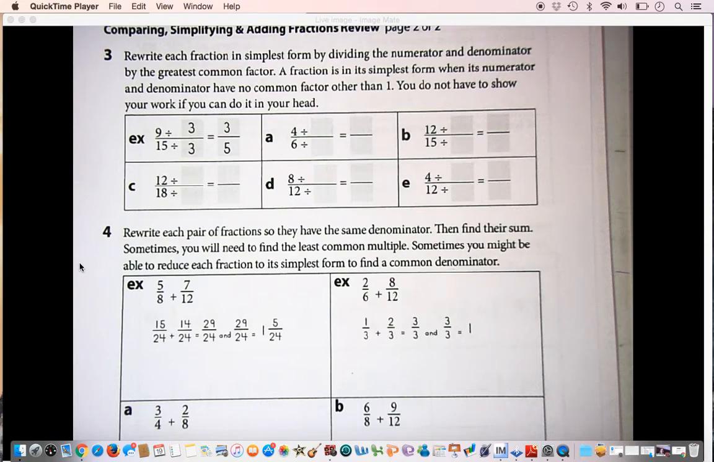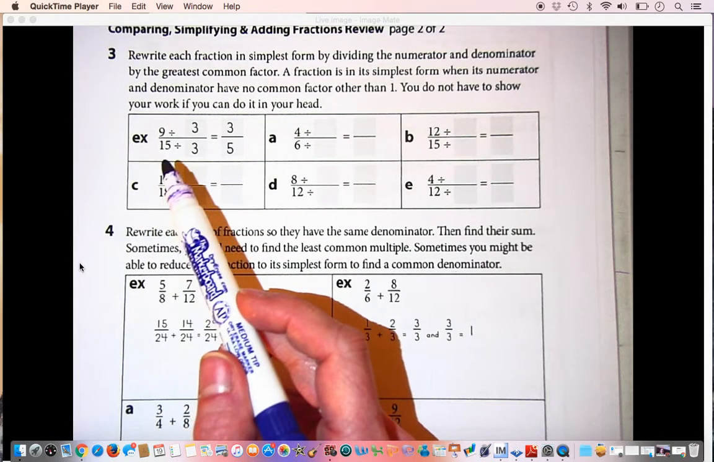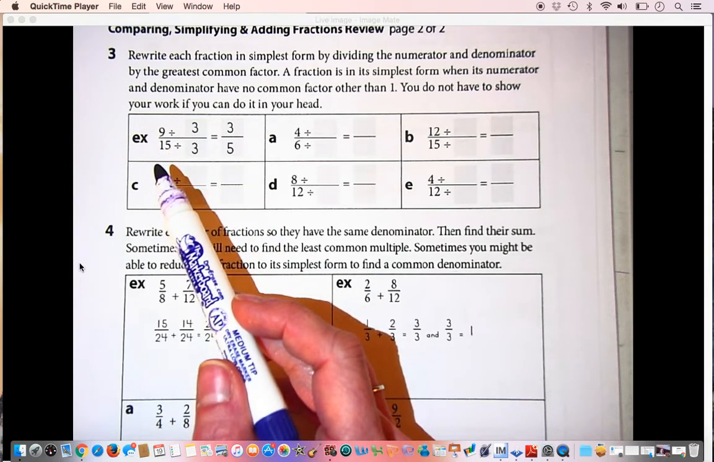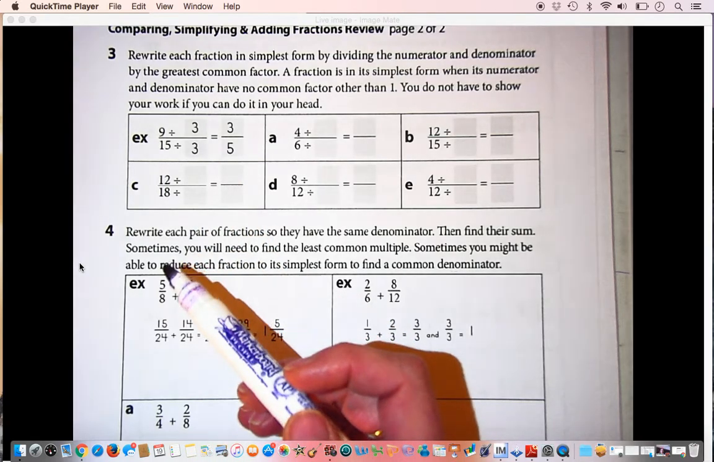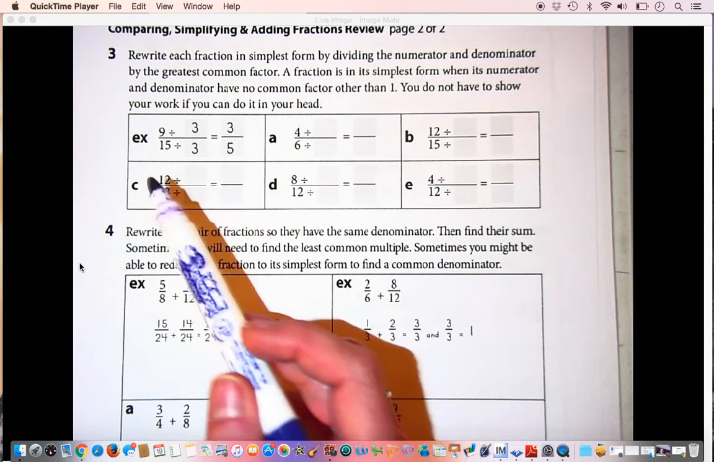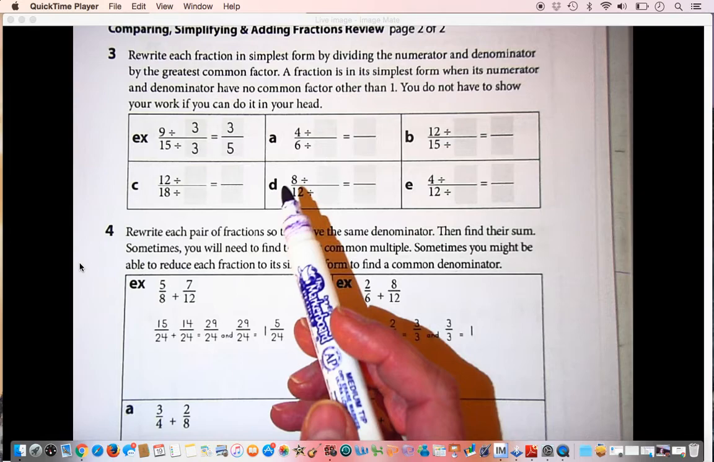Okay, so this is something else that we also worked on yesterday with simplifying. So if I look at 9/15, what is the greatest common factor that 9 and 15 have in common? The biggest number that goes into both of them is 3, so you divide them by 3. 9 divided by 3 is 3, 15 divided by 3 is 5. So that is how you work these out.